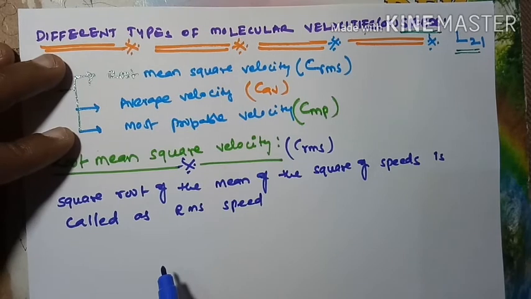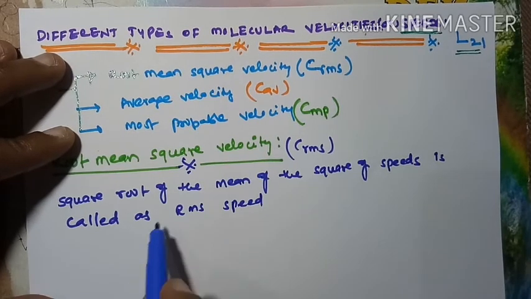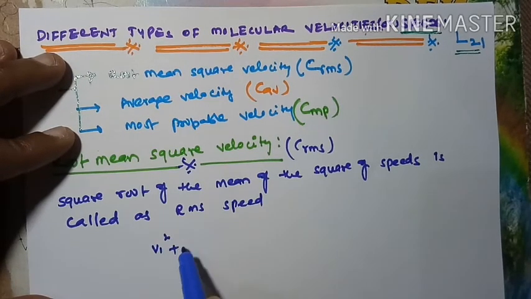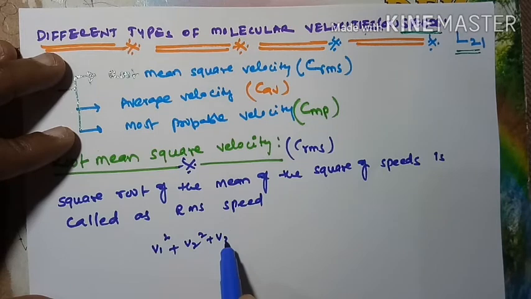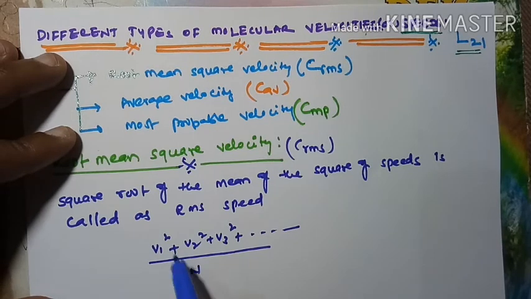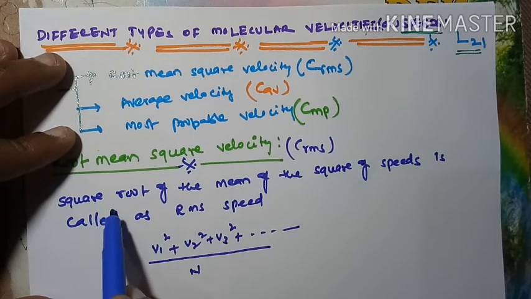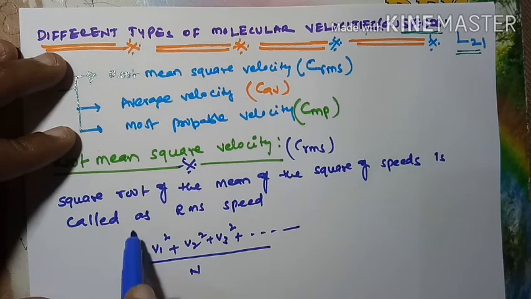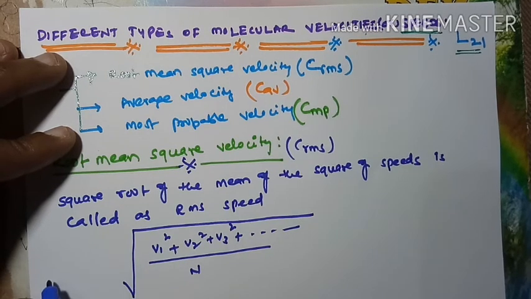First let us take the different velocities of the gas molecules: V1 square plus V2 square plus V3 square plus so on, divided by the total number of molecules. This is the mean square. But we need the square root of the mean, so we should take the square root. This is C RMS. RMS velocity is equal to the square root of (V1 square plus V2 square plus V3 square) divided by N.